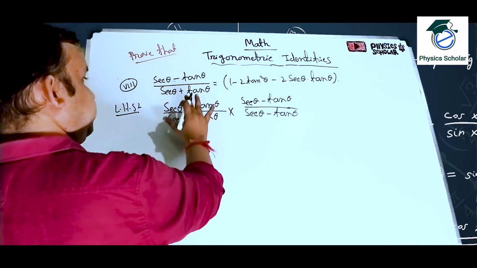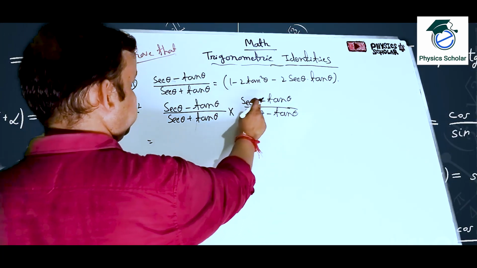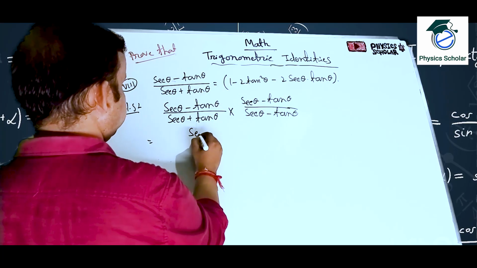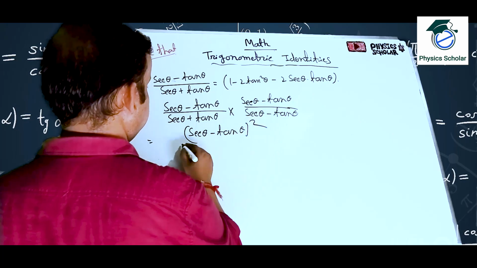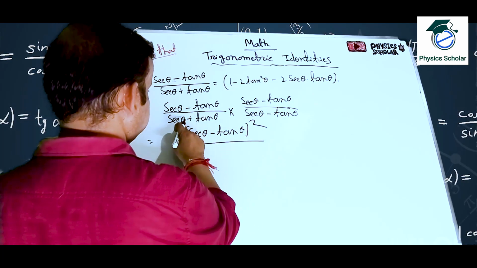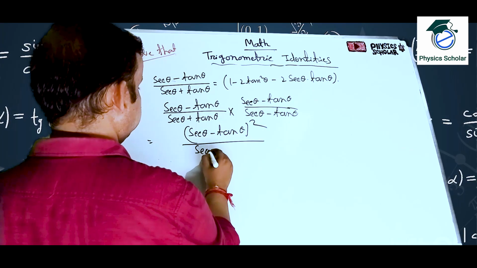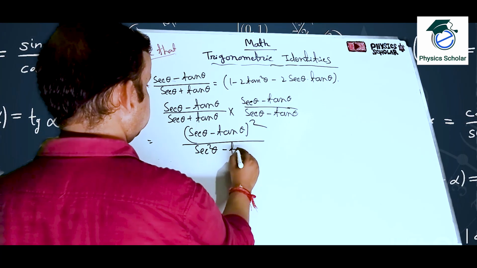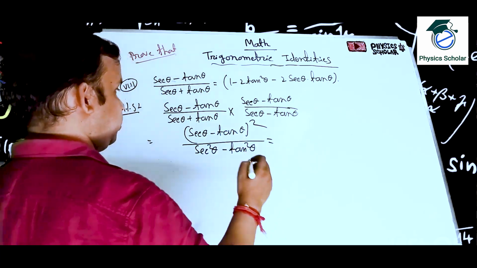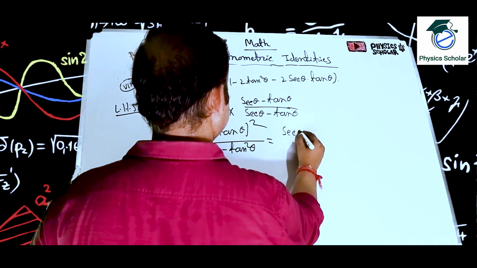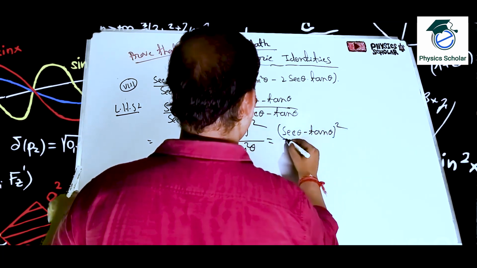For this type of sum, sec theta minus tan theta by sec theta plus tan theta, let us multiply by sec theta minus tan theta in both numerator and denominator. Here there is a plus, so we multiply with sec theta minus tan theta. So now sec theta minus tan theta into sec theta minus tan theta as the numerator, so it will be sec theta minus tan theta whole square. The denominator is sec theta plus tan theta into sec theta minus tan theta, which means a plus b into a minus b, that is a square minus b square. So sec square theta minus tan square theta means 1. So it is sec theta minus tan theta whole square divided by 1.